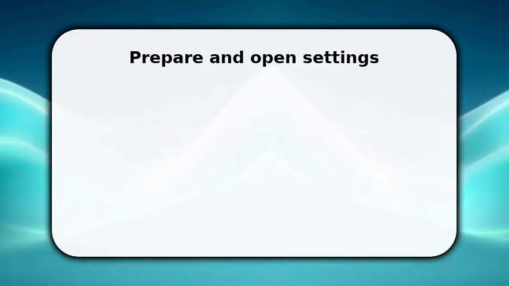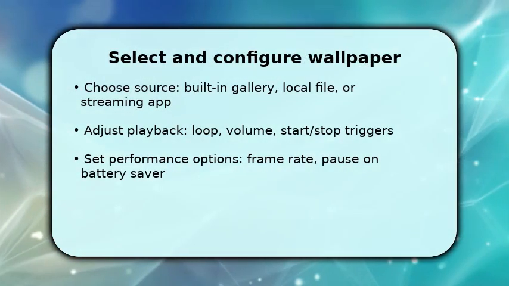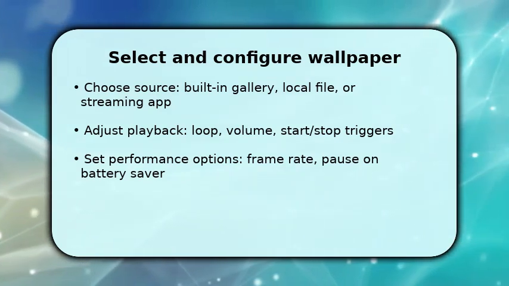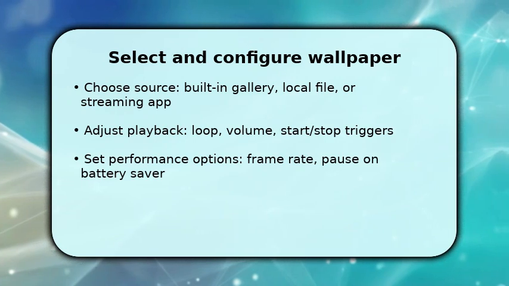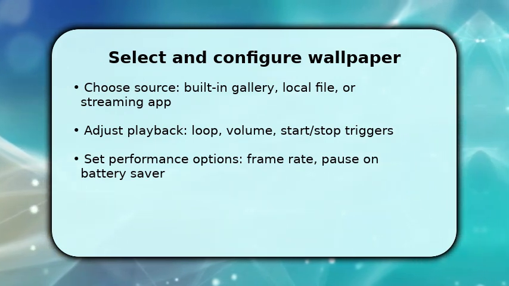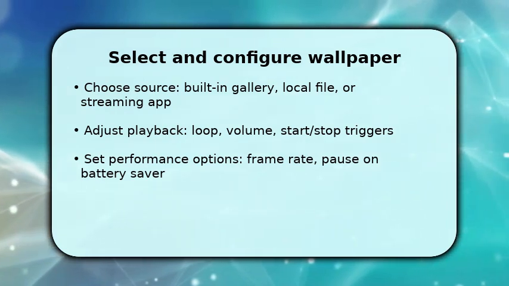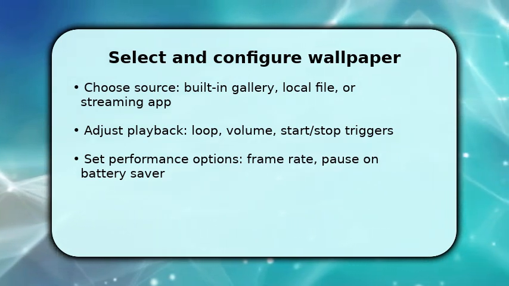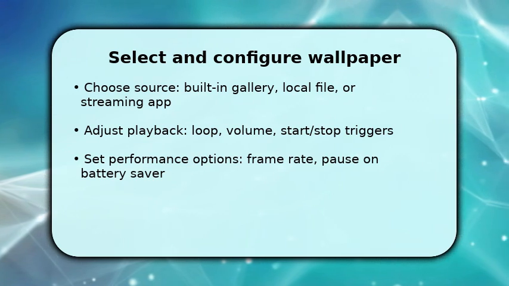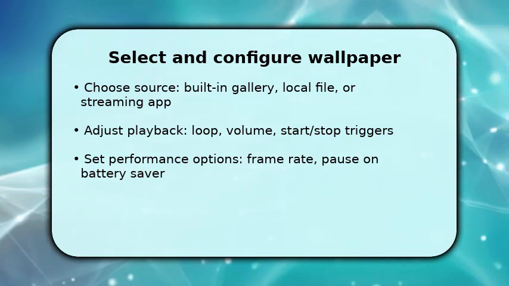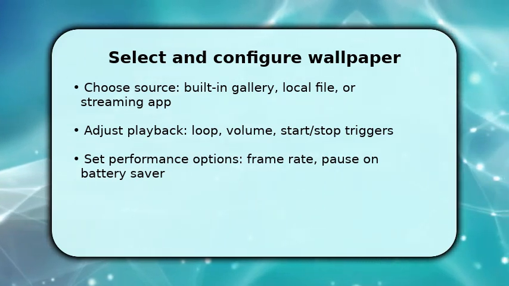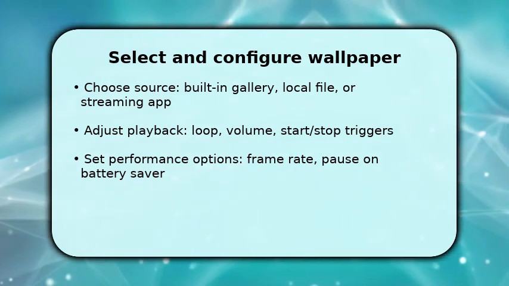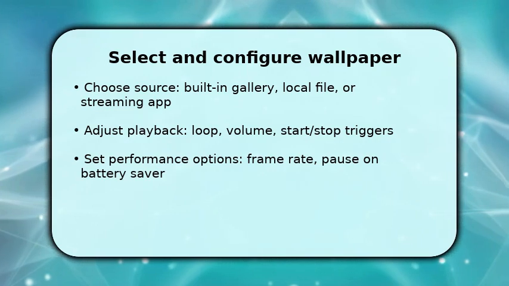Now pick the wallpaper source and preview it. You want to confirm motion looks smooth and composition fits your screen. If the tool offers playback controls, set loop or one-shot behavior and mute audio if unwanted. Configure scaling or crop so the video matches the desktop aspect ratio. Use 16:9 or adjust manually. For laptops, enable pause on battery saver and lower frame rate if needed. Make these changes deliberately because they balance appearance with system performance.